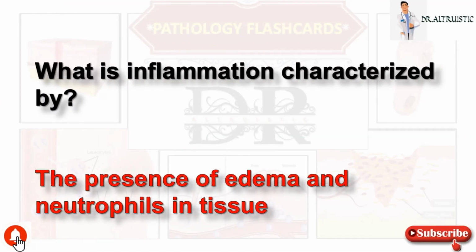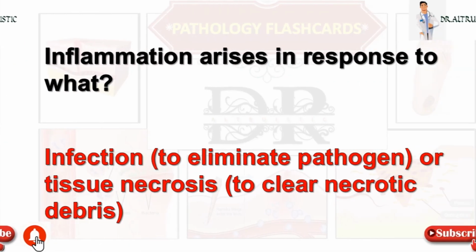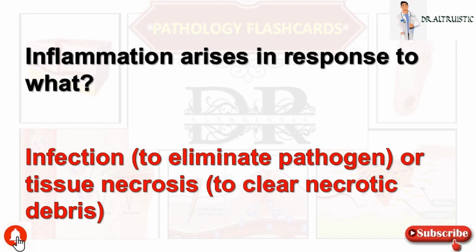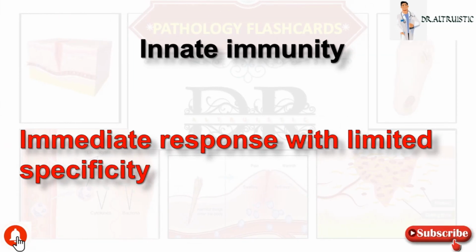What is acute inflammation characterized by? The presence of edema and neutrophils in tissue. Inflammation arises in response to what? Infection, to eliminate the pathogen, or tissue necrosis, to clear necrotic debris. It is part of innate immunity: an immediate response with limited specificity.